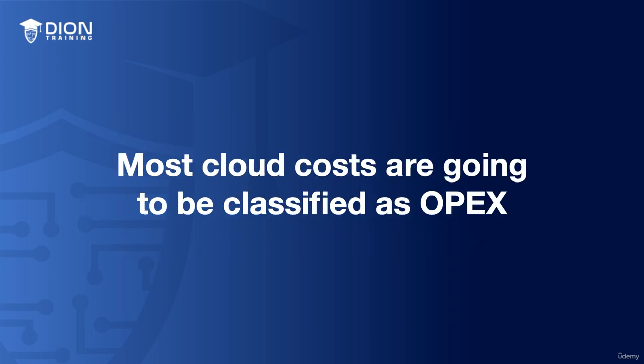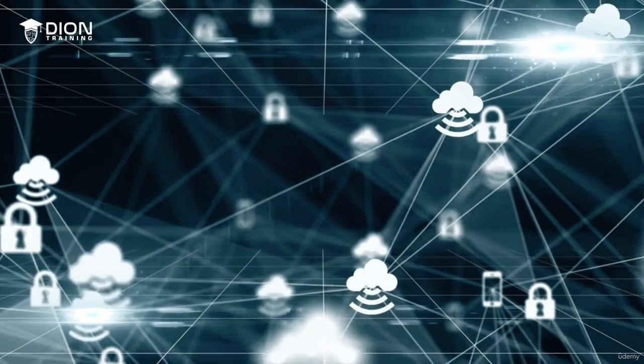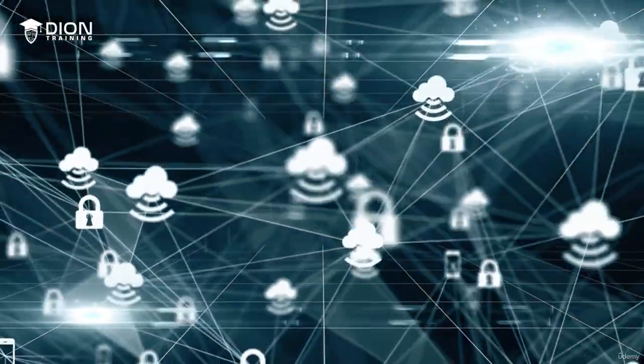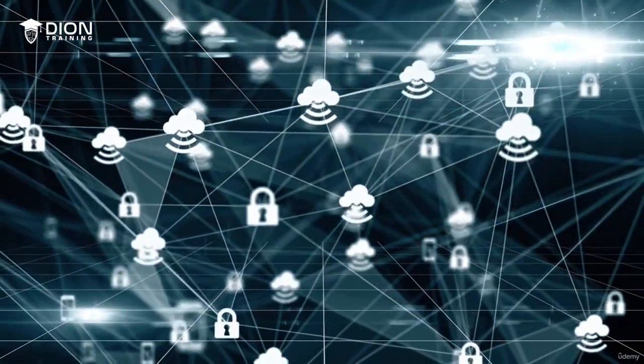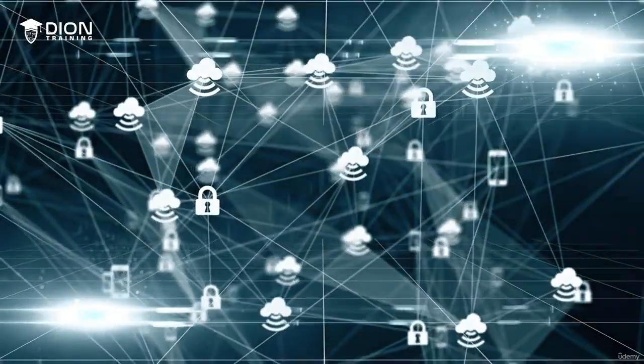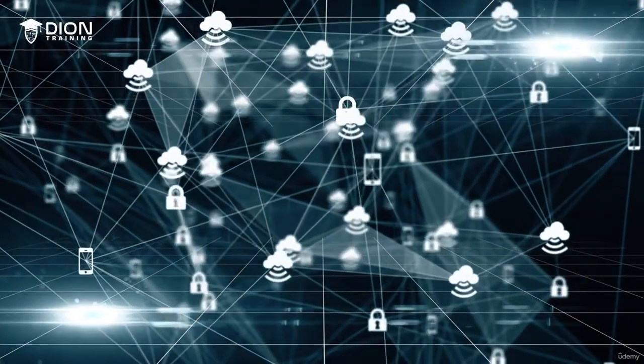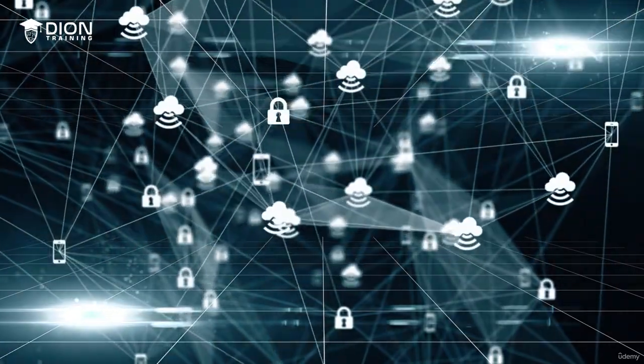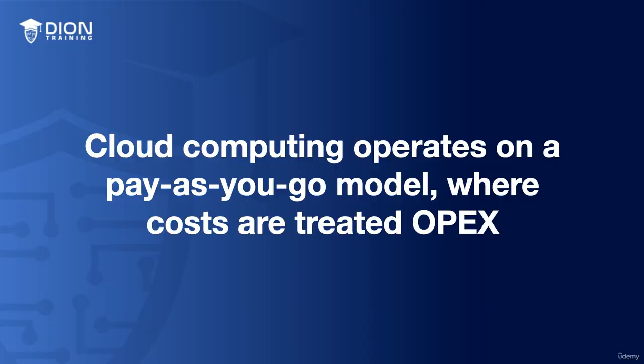In general, you will find that most cloud costs are going to be classified as OpEx. This is because many companies prefer to use a pay-as-you-go model with cloud computing resources, so this allows them to avoid large capital expenditures and instead pay for cloud services on a monthly or yearly basis. By migrating to the cloud, organizations have a significant change in the way they approach technology investment. In traditional IT infrastructure, investments in hardware and software were capital expenditures, which required upfront costs and long-term commitments. In contrast, cloud computing operates on a pay-as-you-go model, where costs are treated as operating expenditures and are paid for on a regular basis depending on the usage.